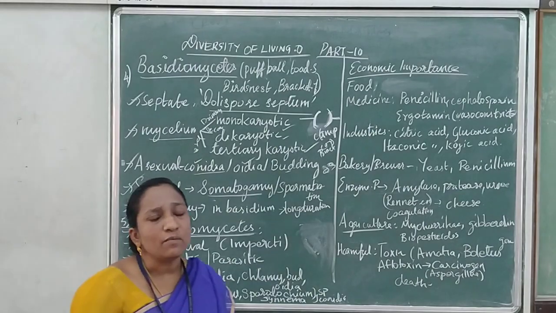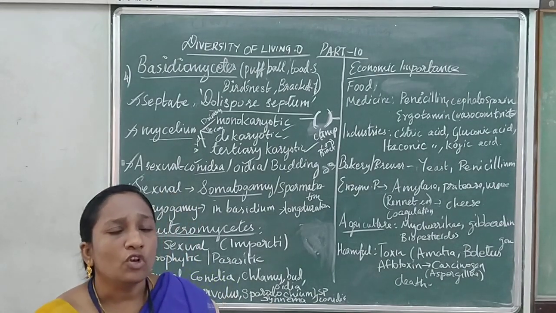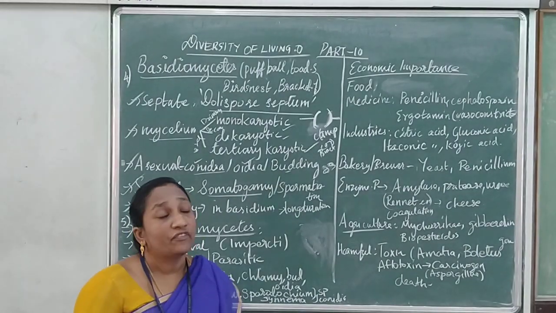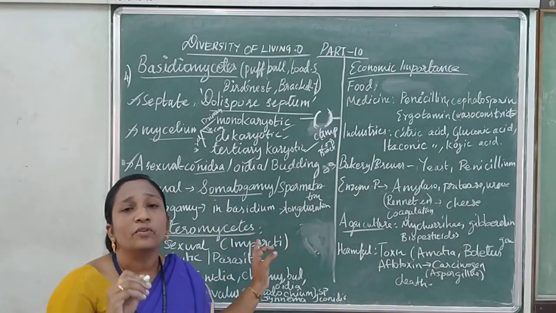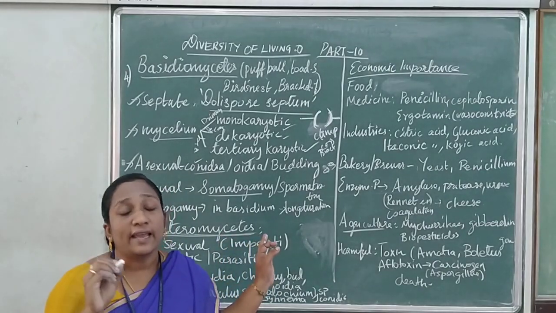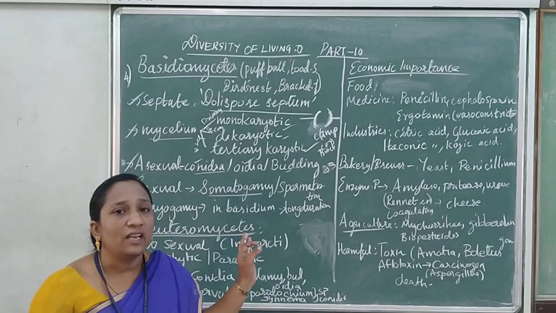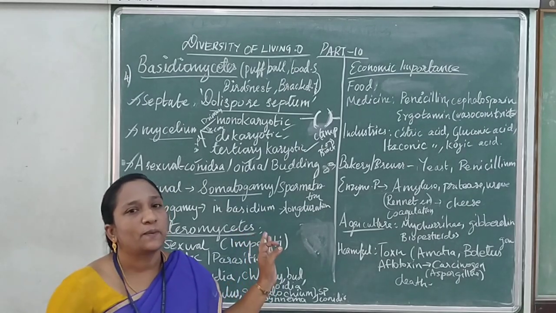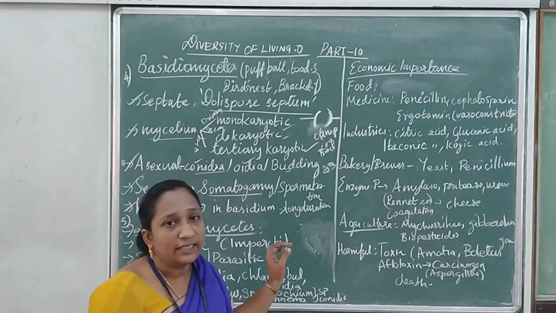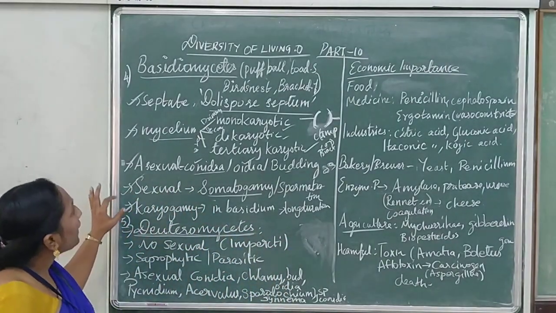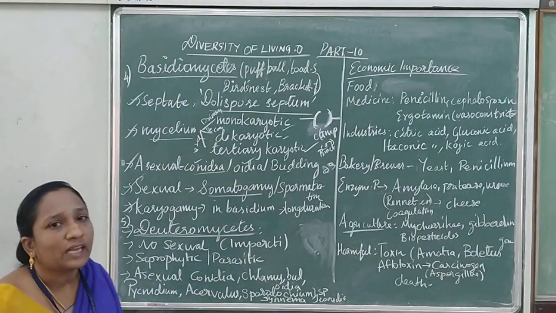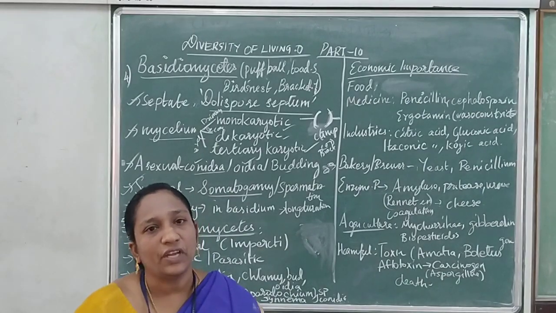These are the main few things. So you have to practice after this lesson. You have to refer to the examples, the example names, and practice the spellings. Examples and spellings you have to practice after listening to the lesson. So this is about the Basidiomycetes, the fourth class of the fungi.